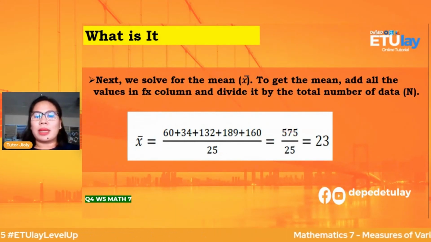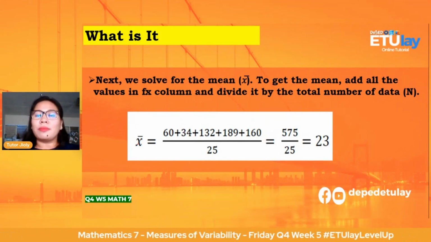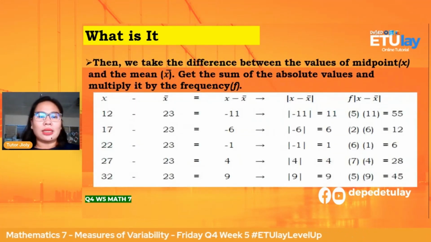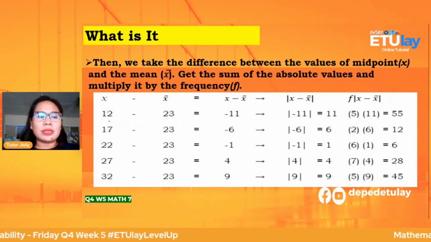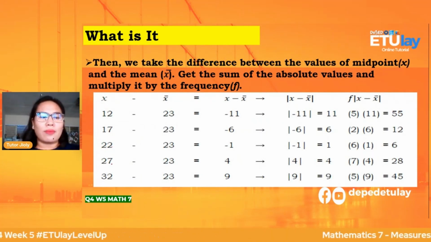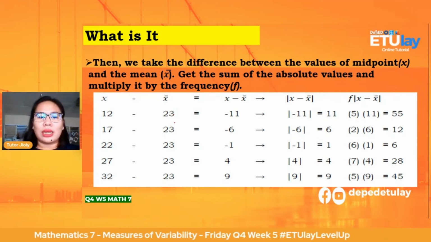Okay, so 575 divided by 25, that is 23. Now, that is our mean. Then we have the given 12, 17, 22, 27, 32. Okay, ito po yung data natin. Then we have our mean. Nakuha na natin yung mean natin na 23.